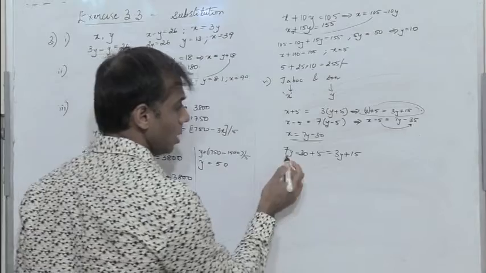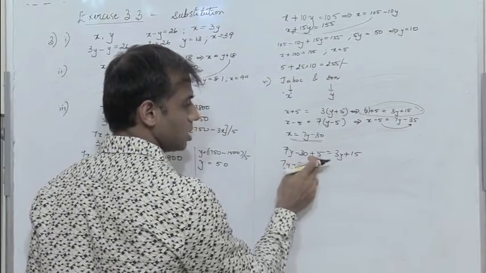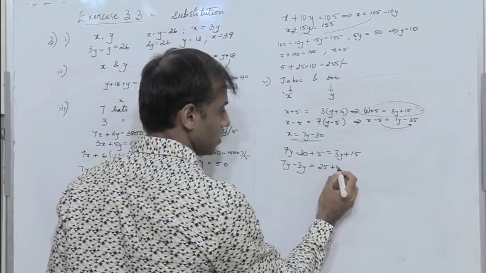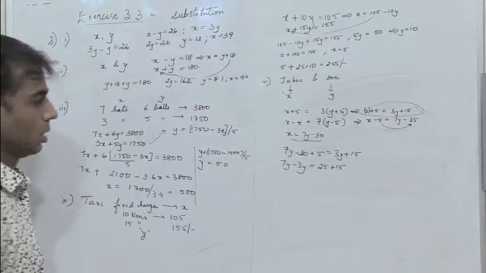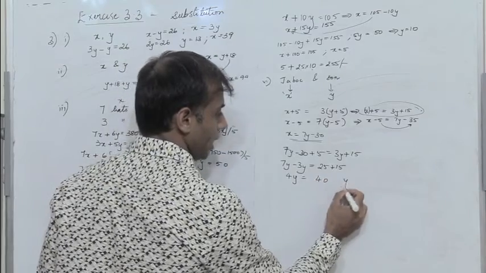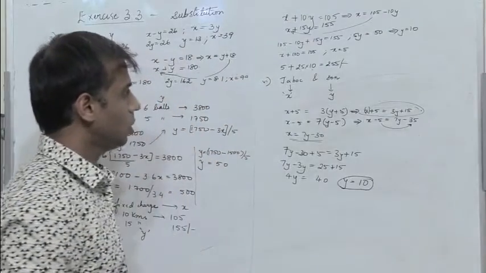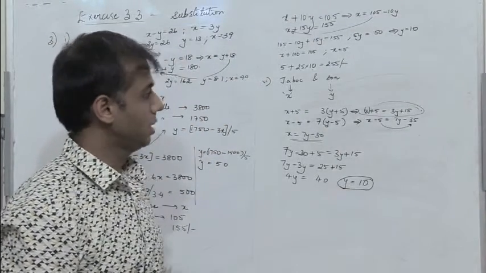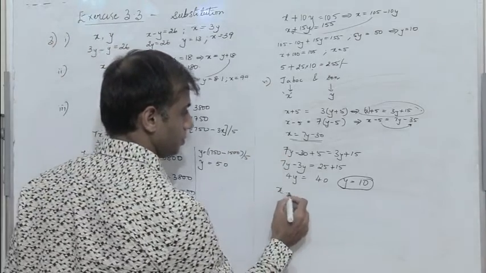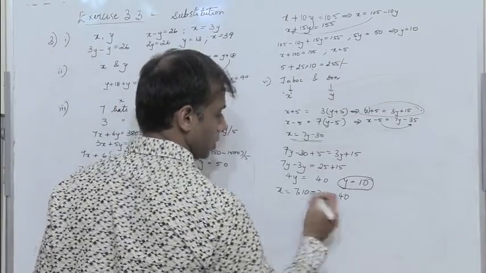Right? So I have 7y minus 3y, and this is minus 25. So if I take minus 25 to the other side, it becomes plus 25 plus 15. So we have 4y equals 40. So y equals 10. So the current age of his son is 10. Now what about the father's age? What is x? X is 7 into 10 minus 30. So 70 minus 30 is 40.